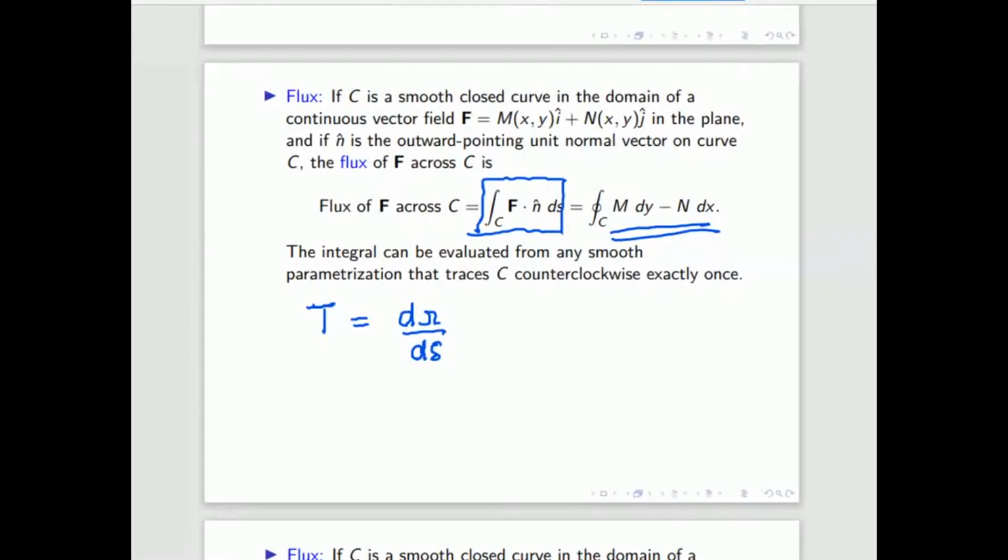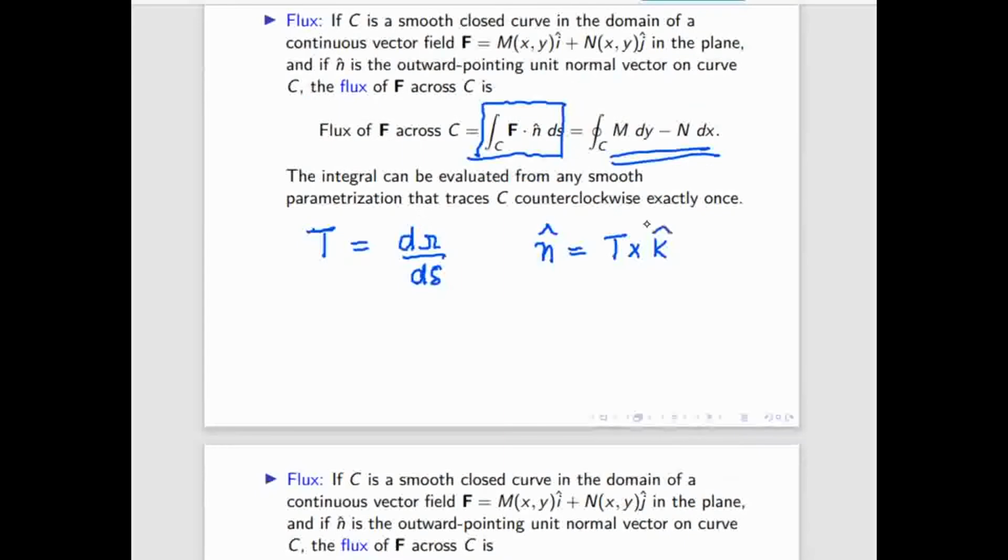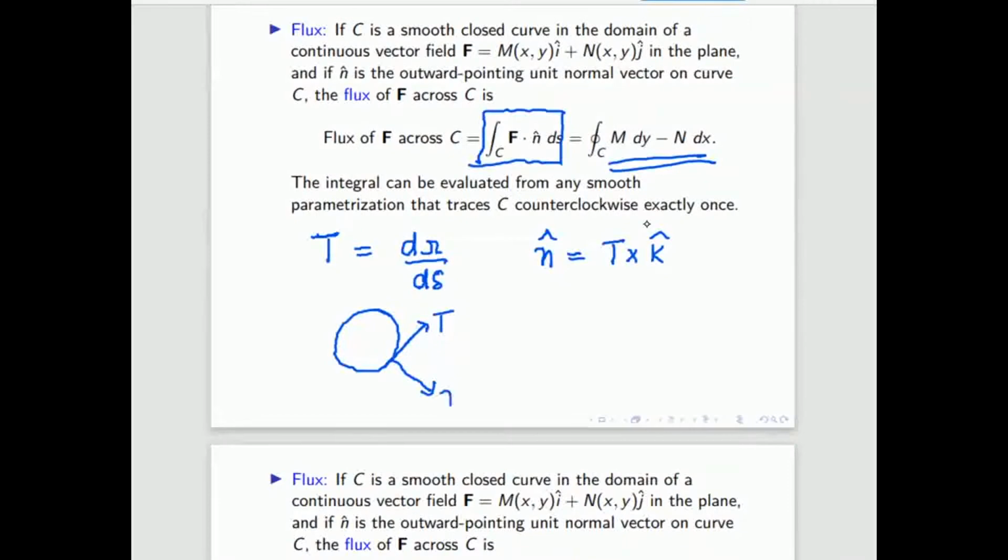And it is 2 dimensions. So what is the normal? N cap will give T cross K cap. So this is the tangent, and this is the outward perpendicular to the tangent, N cap. And this K cap is the Z direction. Suppose this is one direction, it is in the XY plane. So if you take the cross product T cross K, you will get the normal direction.